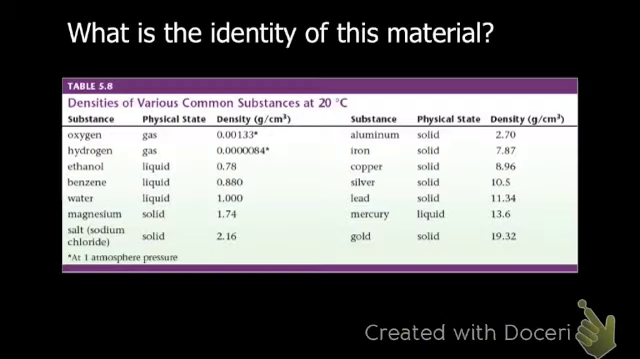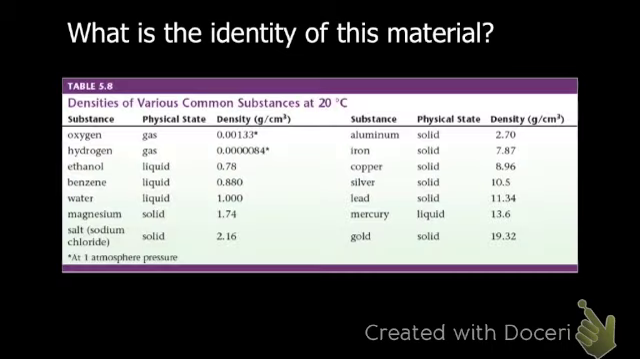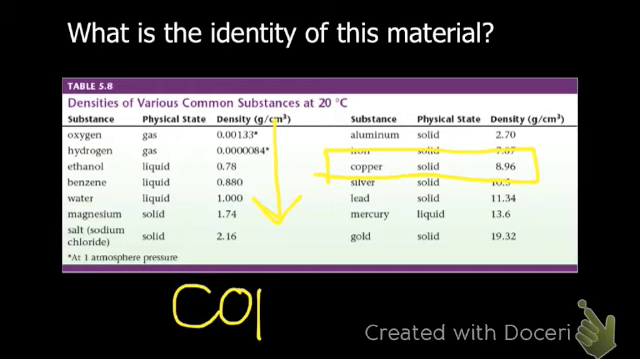Then, if we asked you what the actual identity of this material was, and we gave you a chart, you could look through this, and you could go down and look at these densities. We see that it's none of these. And then we look over here, and we see that copper has a density of 8.96. And we know that's what it was before we rounded, so we can say that the identity of that material was, in fact, copper.